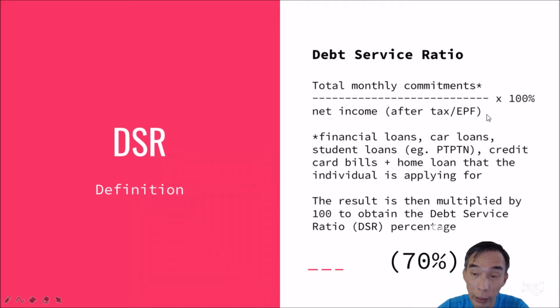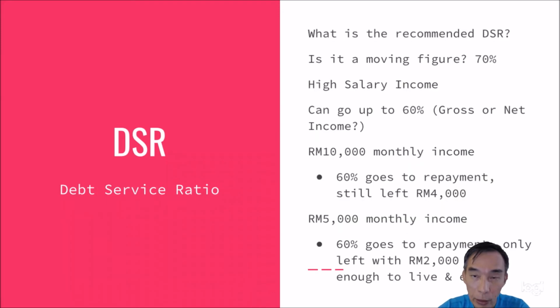If it is rental income, the tenancy agreement has to be stamped. So this part must be less than 70%. So this is DSR. So how is it calculated?